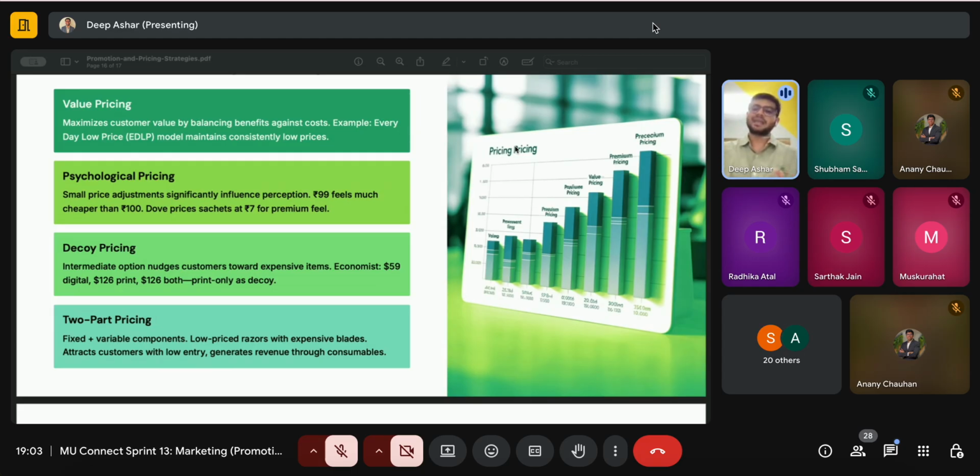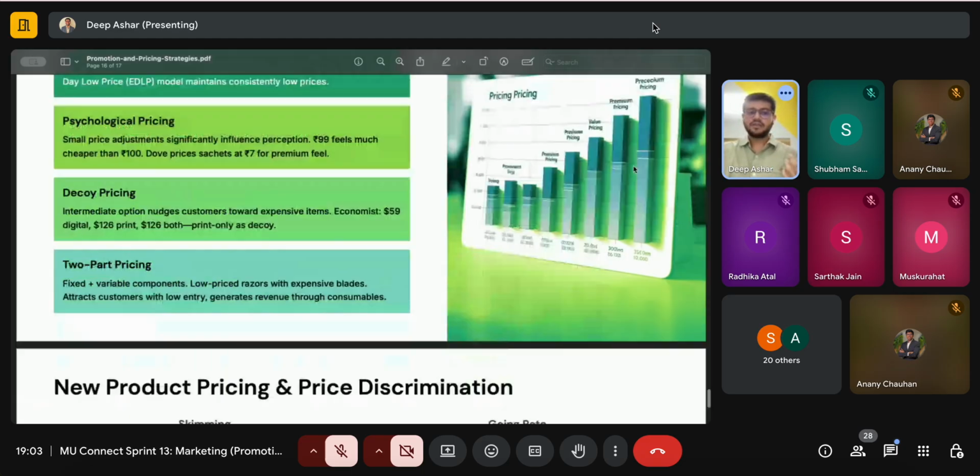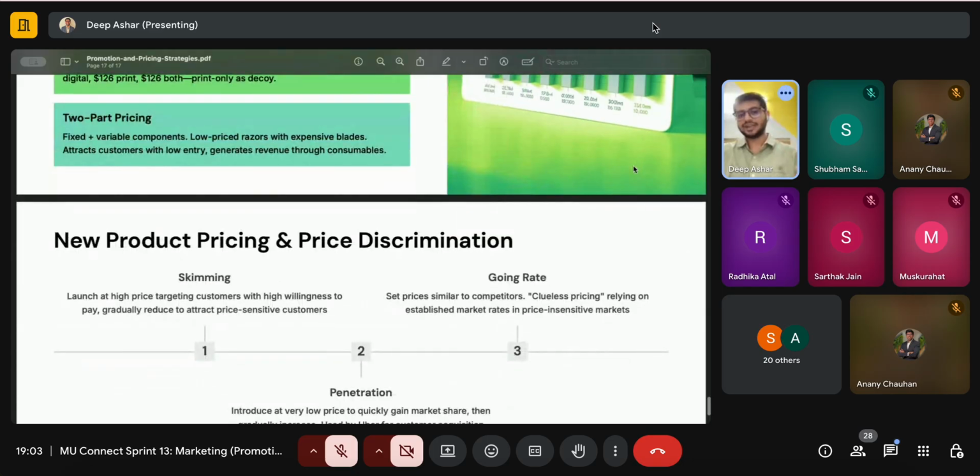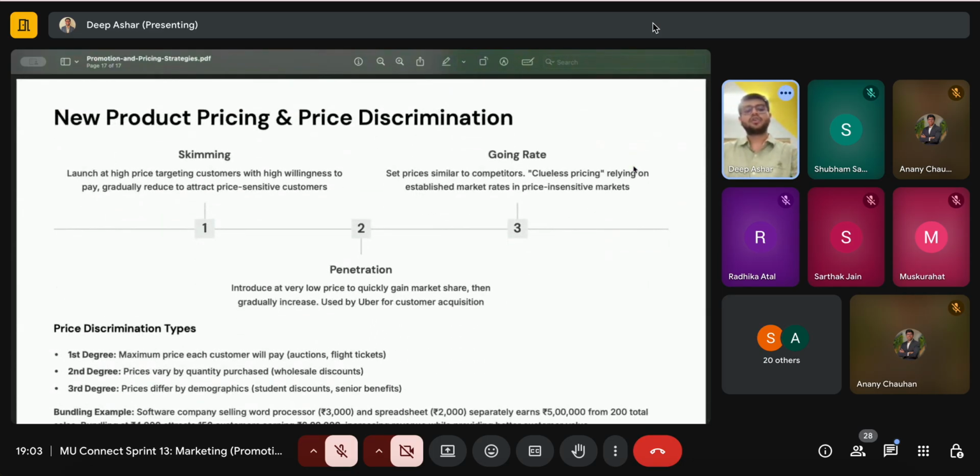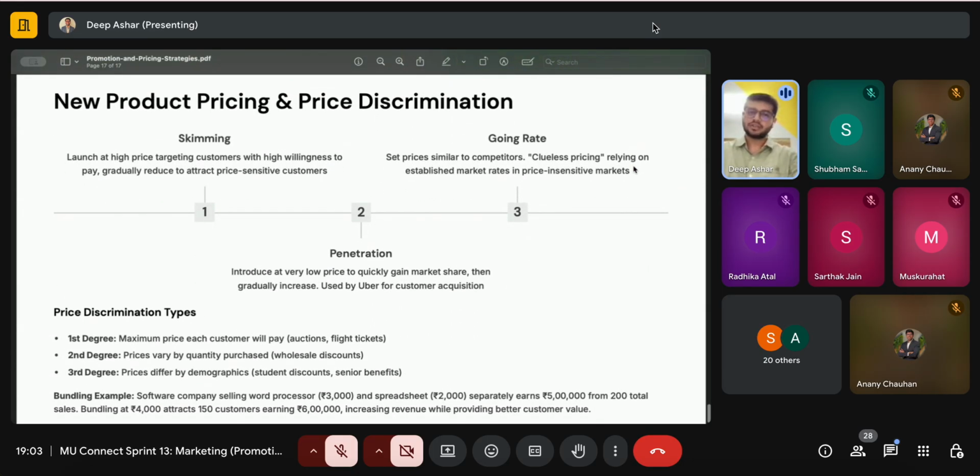So these are the 7 pricing techniques that can be used for price altering for a particular brand or a particular product that's already in the market. When we go to the next segment, this is when you're going to be pricing a new product or a new service, right?